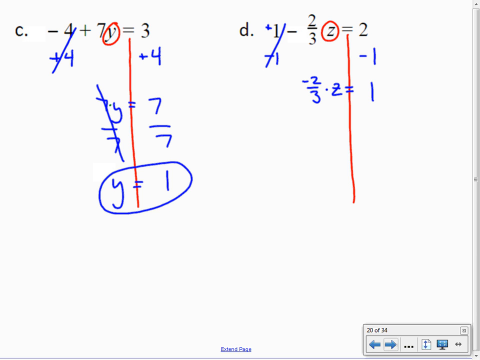Now I have multiplication between z and a fraction. So I can either divide by that fraction, negative 2/3, or I can multiply by the reciprocal, which is negative 3/2. So I'm going to multiply by the reciprocal, because I think it's easier. These will cancel, leaving us with z is equal to, well, let's think about it. 1 times anything is whatever the other number was, right? So if I have 1 times negative 3/2, my answer is just going to be negative 3/2.